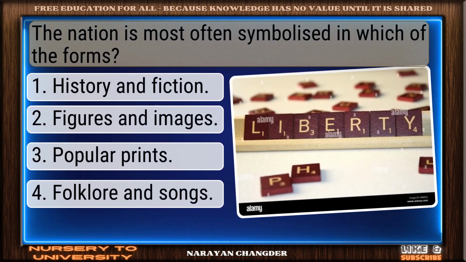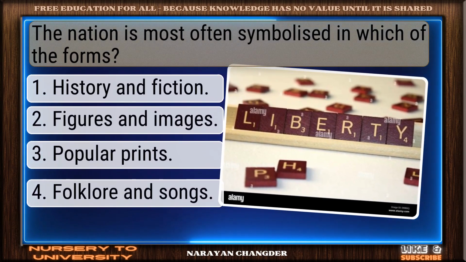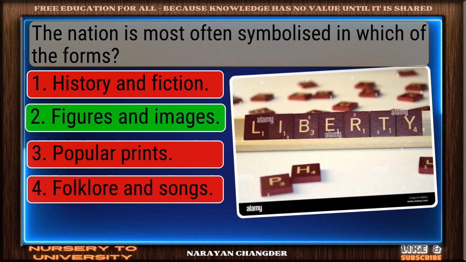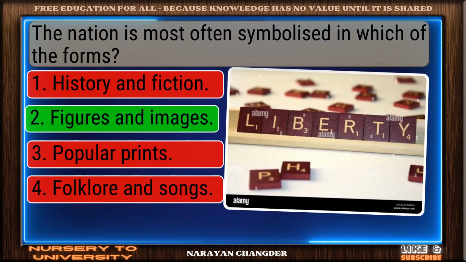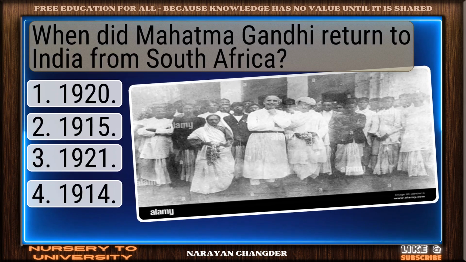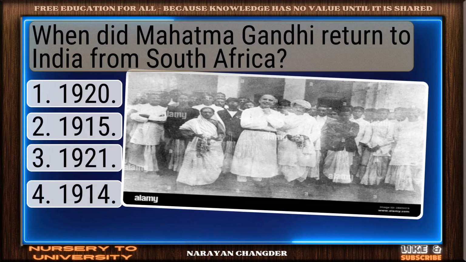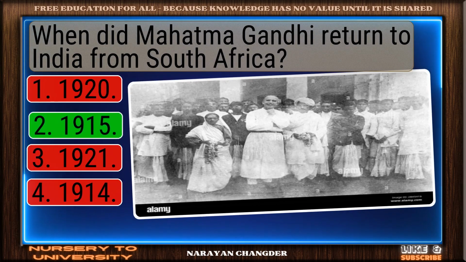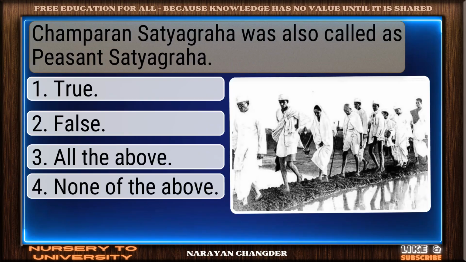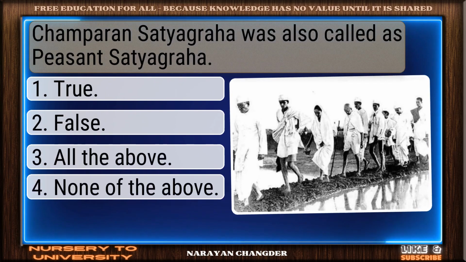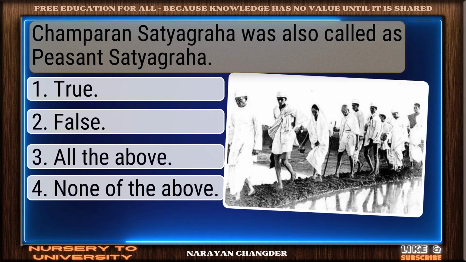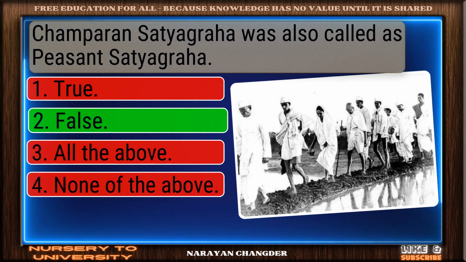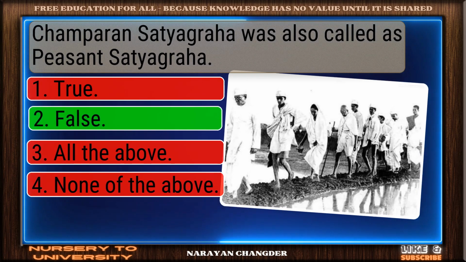The nation is most often symbolized in which of the forms? Great thinking. Figures and images is right. When did Mahatma Gandhi return to India from South Africa? Well done. 1915 is right. Champaran Satyagraha was also called as Peasant Satyagraha. Correct response. False is accurate.